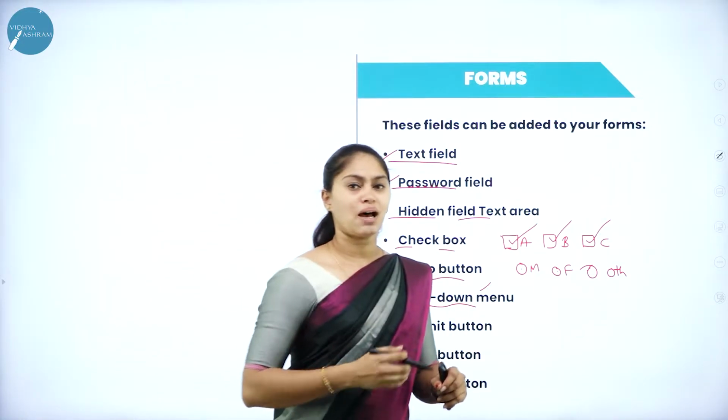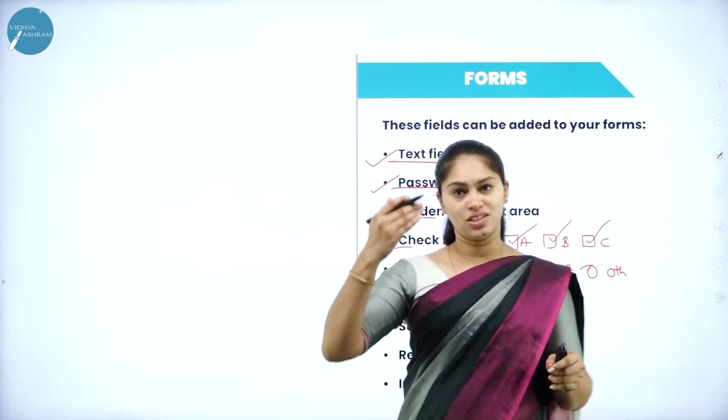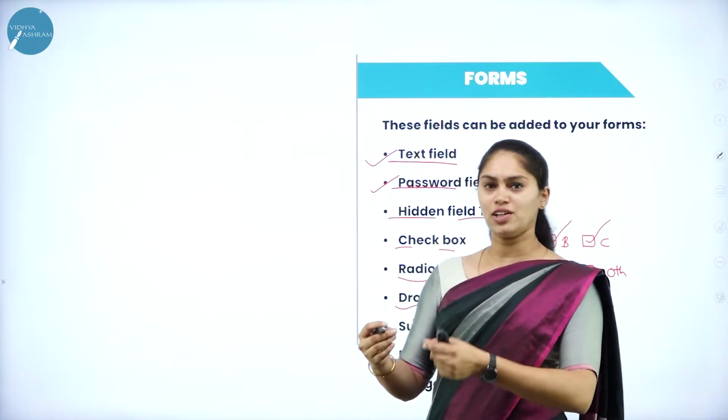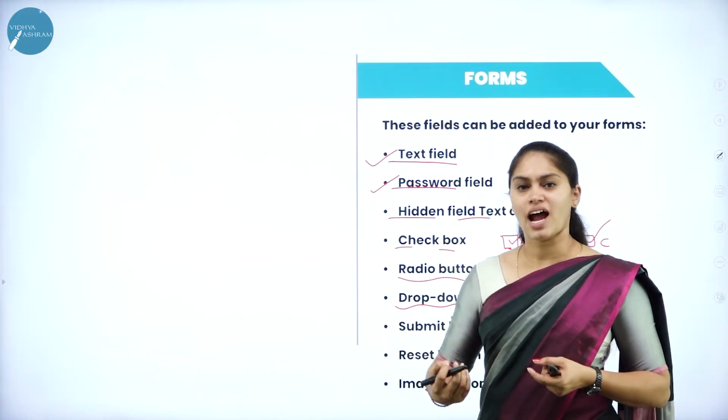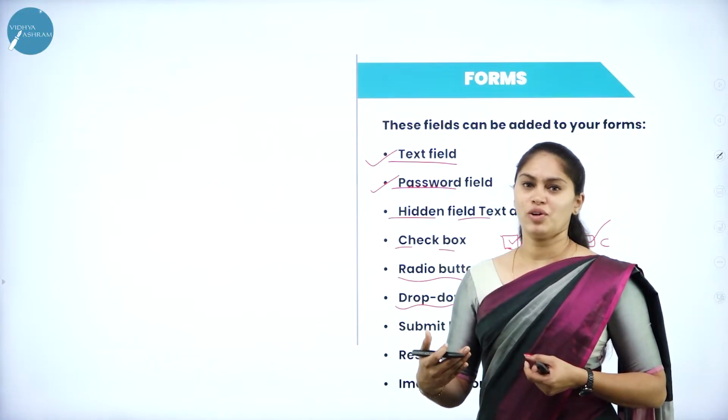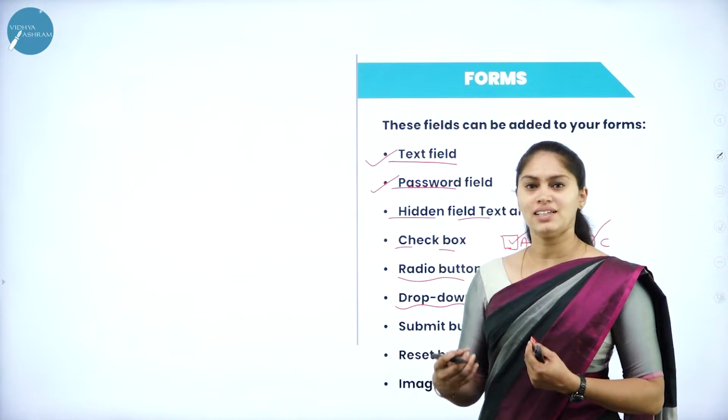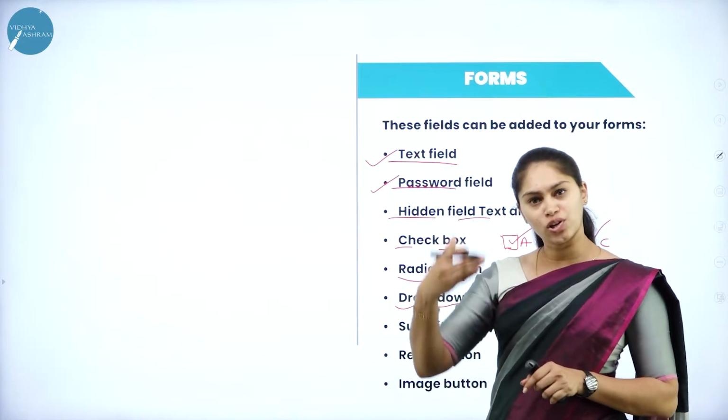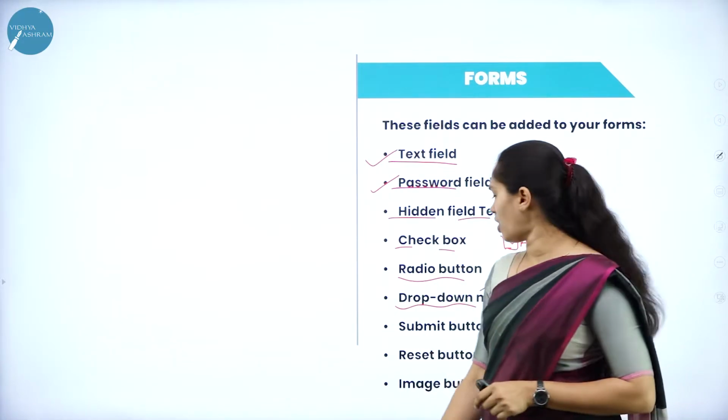For example, if you wanted to select a state or a country, at that time a list of options is going to be shown to you. At that time you have to select any one out of the given options. That is what a drop down menu is.